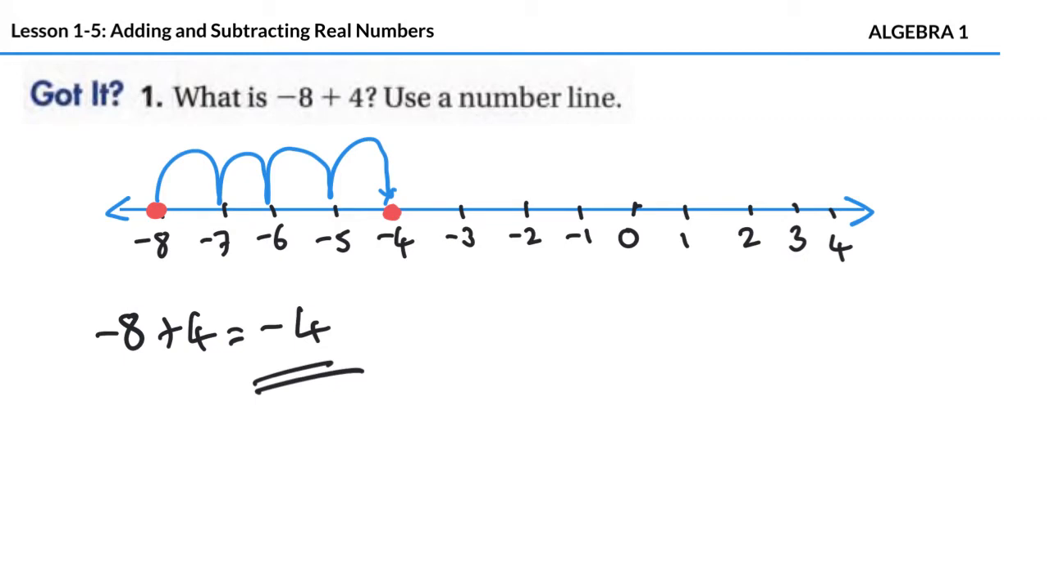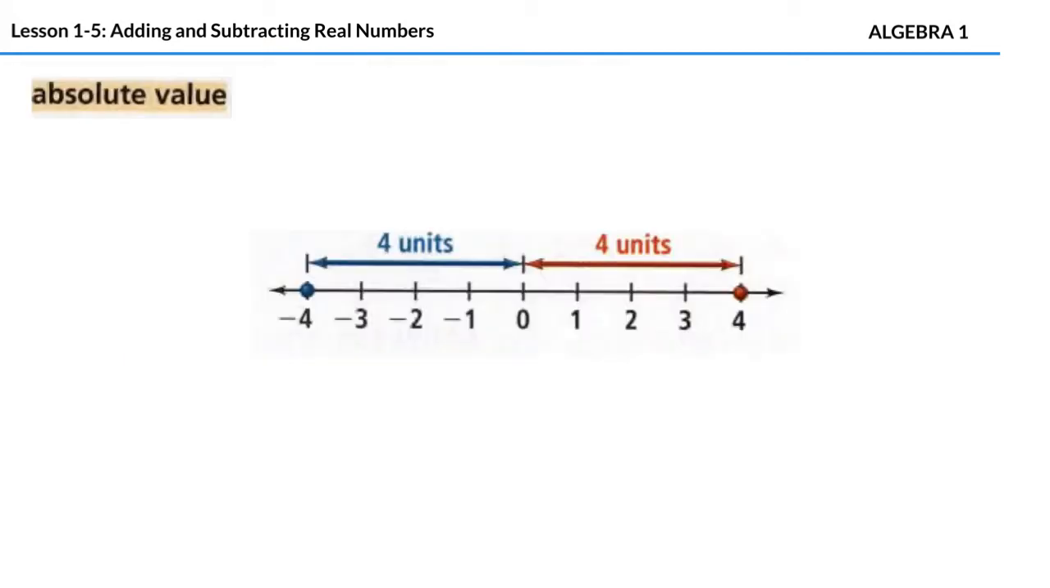So let's move on. Let's try to understand what an absolute value is. If I ask you, what is the distance of 4 from 0? It is 4 units. And what is the distance of negative 4 from 0? It is 4 units. So we say that the absolute value of a number is its distance from 0 on a number line.